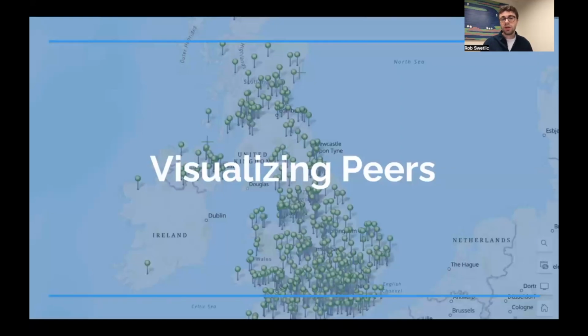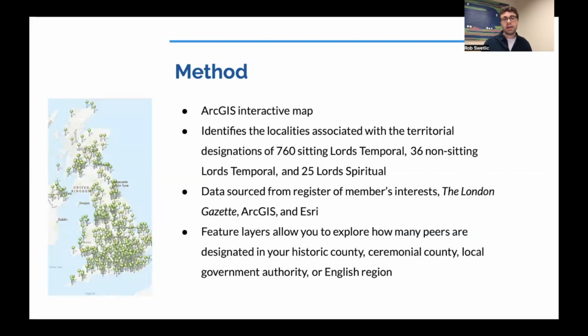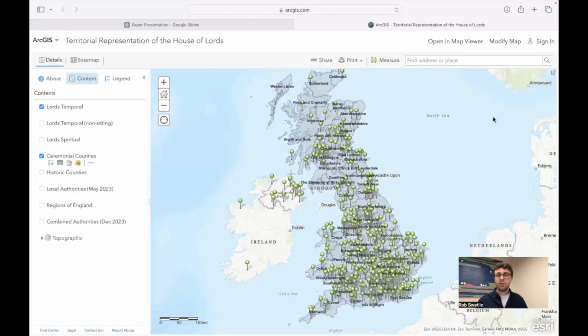The main feature of this project has been visualizing the distribution of territorial designations of peers across the United Kingdom. The method was an ArcGIS interactive map. This identifies the localities associated with all 800 plus sitting and non-sitting peers. The data was sourced from the Register of Members' Interests, the London Gazette, ArcGIS, and Esri. That was not only how territorial designations were identified, but also how they were pinpointed on the map geographically. I'll briefly show you the map.